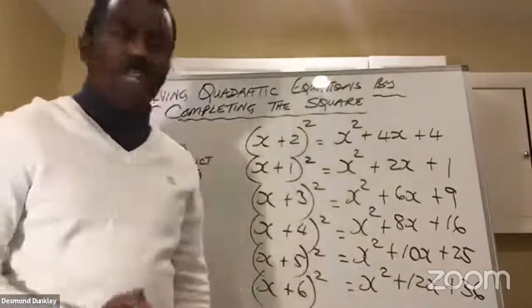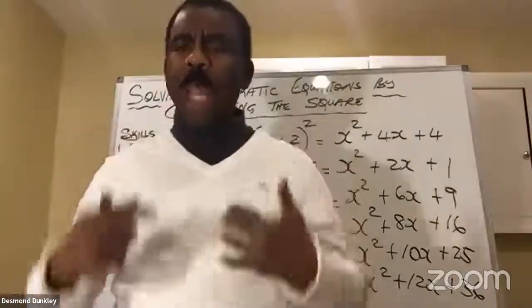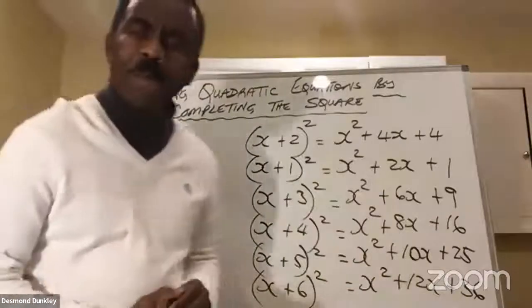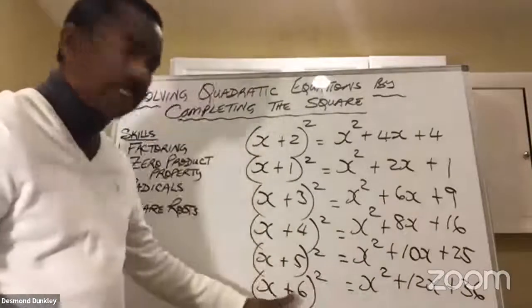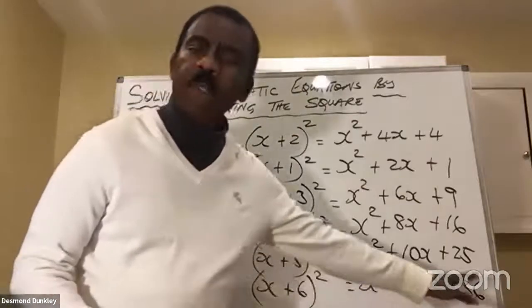Okay, just when we were beginning to have fun, we had a little technical difficulty, but we're back streaming now. So where we left off, we had (x + 6)² equal to x² + 12x + 36.